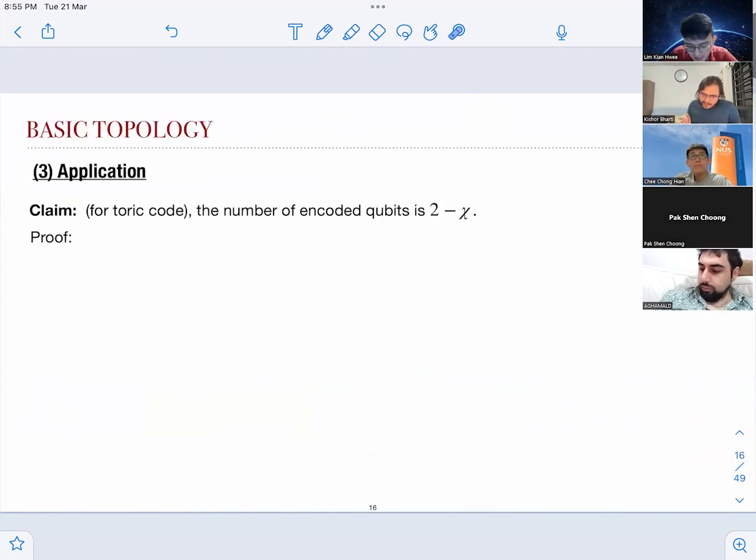Now let's apply this concept to the toric code that we studied last time, and see how it can be useful there. So in the case of the toric code, we had these 3 objects: faces, edges, and vertices. And the number of qubits in the case of the toric code was 2 times, it was for every edge, right?